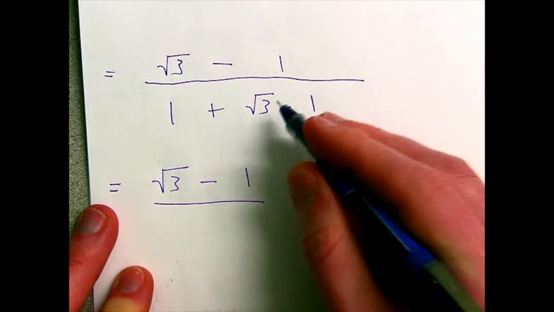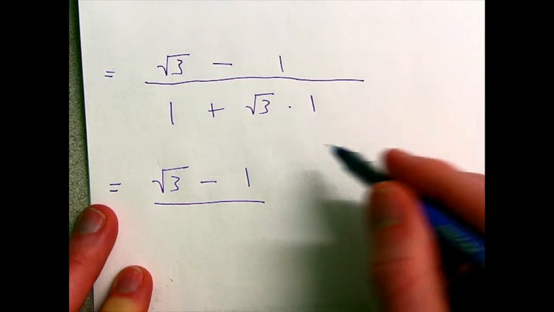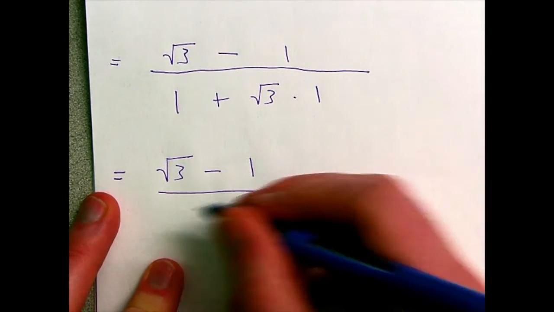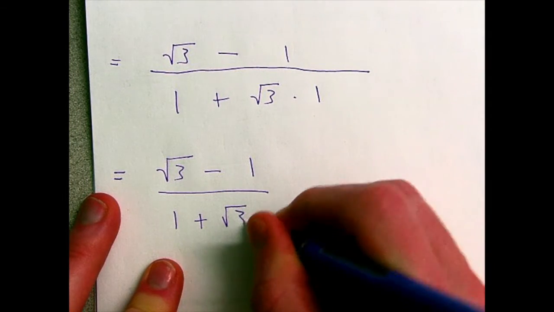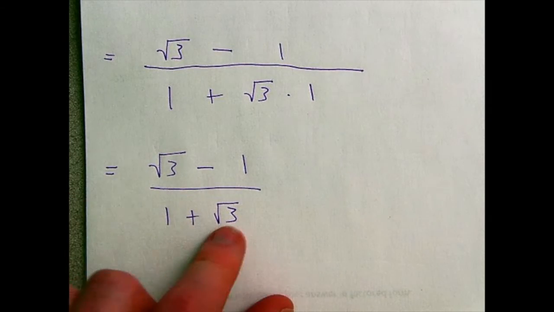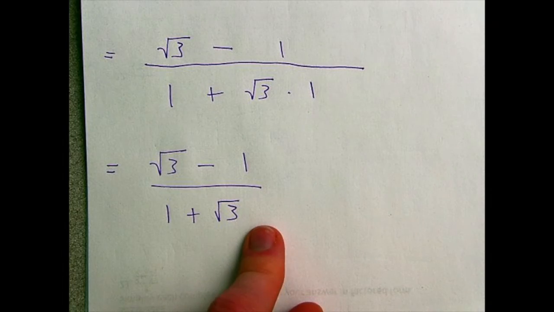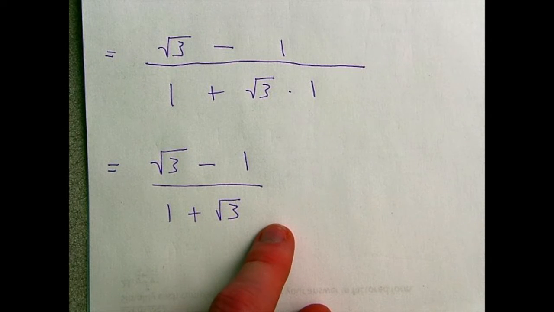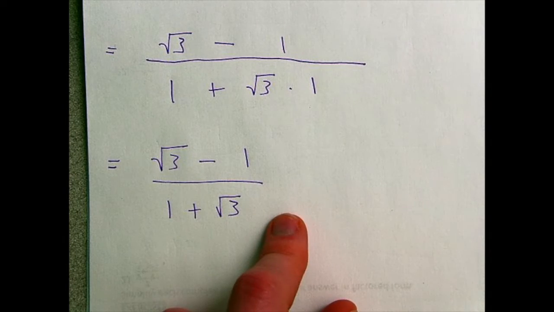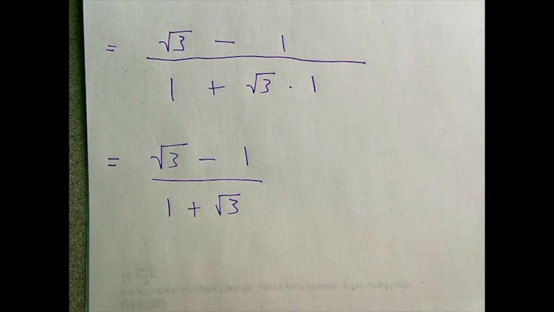So obviously there's root 3 times 1. The 1 isn't doing anything, so let me just get rid of that. It's just 1 plus root 3. As far as how you're supposed to get rid of the root in this denominator, the usual trick of multiplying top and bottom by whatever the root is doesn't work. If you multiply top and bottom by root 3, then you'll basically move the roots around.